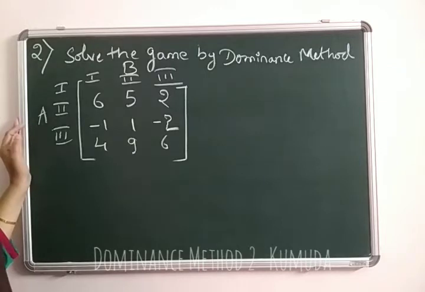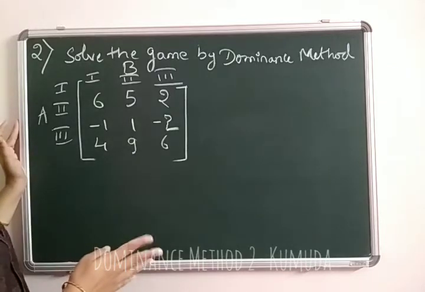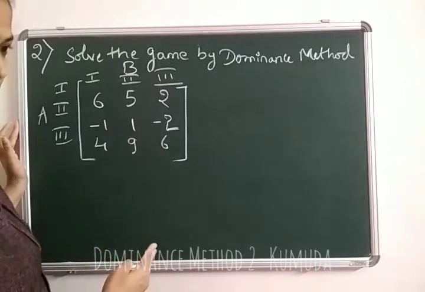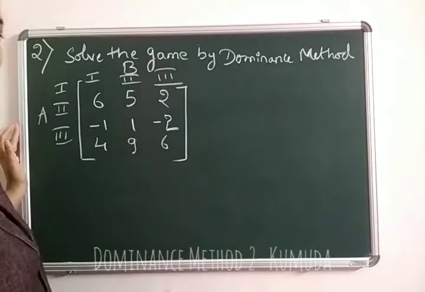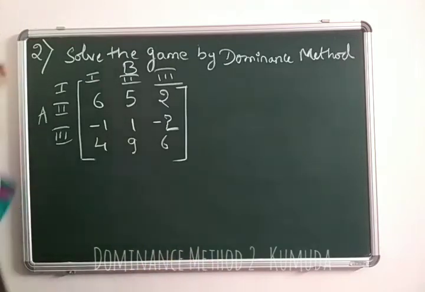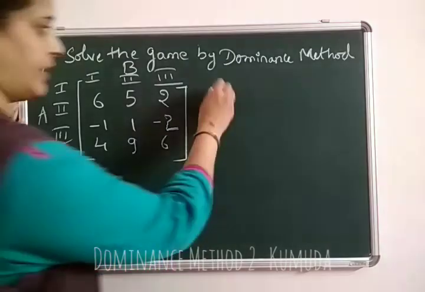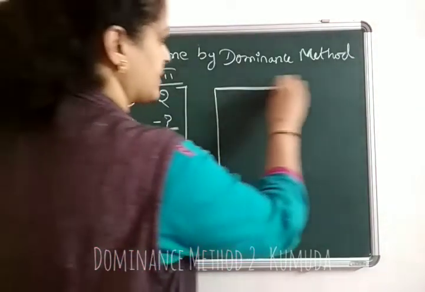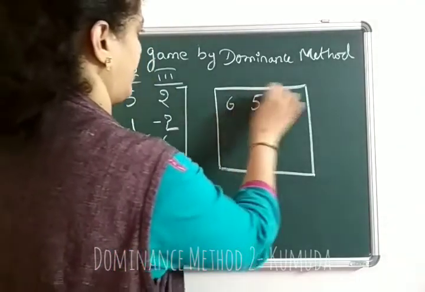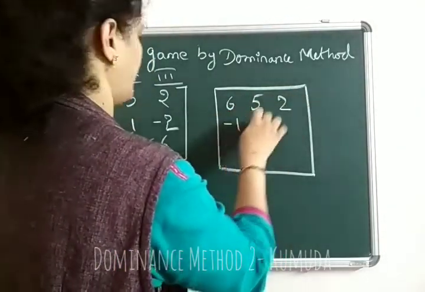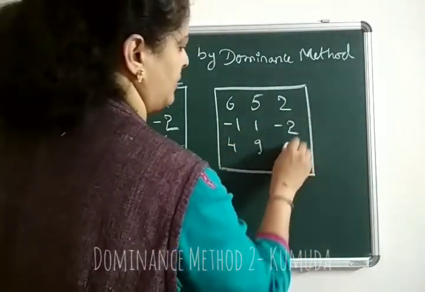So the step number 1 is to find out if we have any saddle point. Saddle point means the maximin of the first player is the minimax of the opponent, or we can say that the circle and the rectangle come into the same place. So let us first check if we have any saddle point for the given question. So it is 6, 5, 2, minus 1, 1, minus 2, 4, 9 and 6.